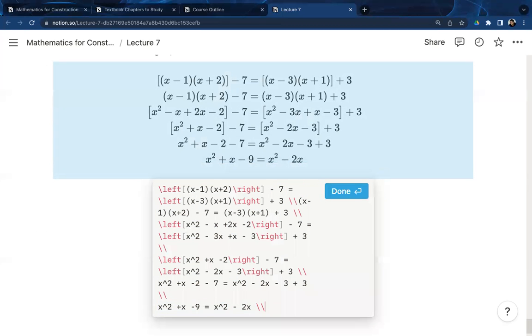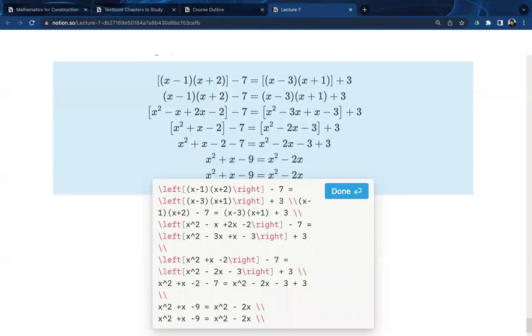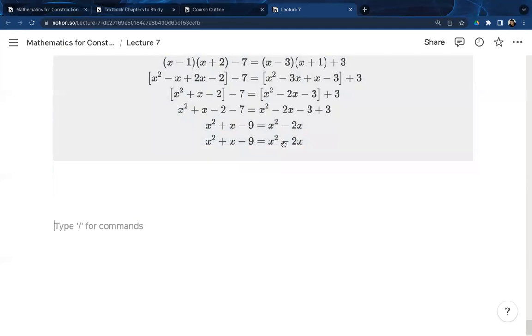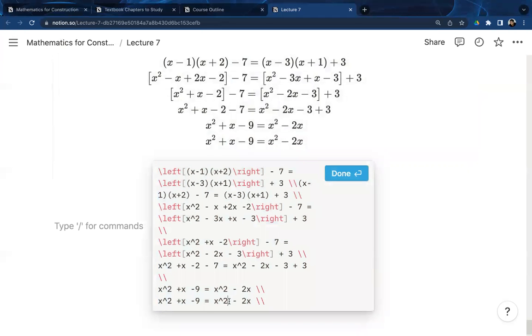Next line. I could start transposing now. I could move all the x's to the left hand side and all the numbers to the right hand side, okay? Or I could just move everything to the left hand side and put it equal to 0. So this x squared becomes minus x squared. This minus 2x becomes positive 2x. And the minus 9 becomes positive 9.